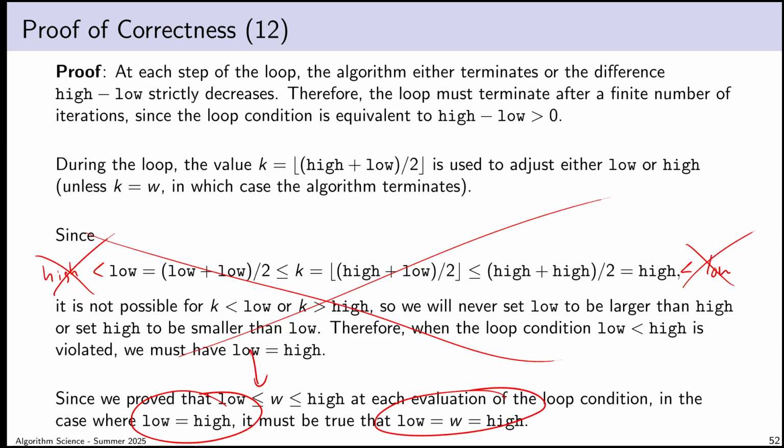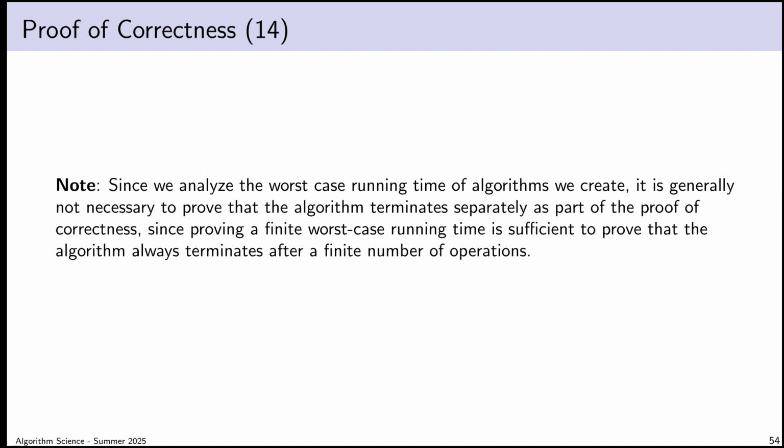There's a reason why we don't need this, beyond the fact that some of it's redundant with respect to our earlier proof, and it's the fact that we actually are going to end up analyzing our algorithm for running time. And so that's what this note is pointing out. Most of the time when we design an algorithm, we analyze its running time, and we specifically analyze its worst case running time.